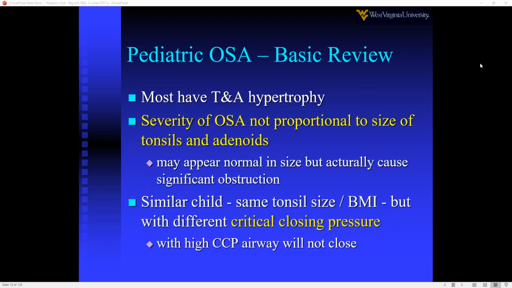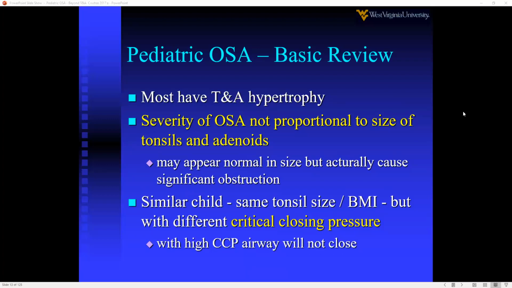So most of the kids have adenotonsillar hypertrophy, but you can't put the size of the tonsils and adenoids in equal proportion to OSA severity. The severity of obstructive sleep apnea doesn't relate to the size of the tonsils and adenoids. Sometimes they appear normal in size, but they're causing significant obstruction. Or you'll see 2 kids, same body build, same 2+ size tonsils, but one has obstructive sleep apnea and the other doesn't. So it's more than just tonsil size.